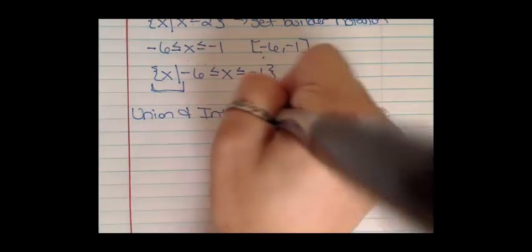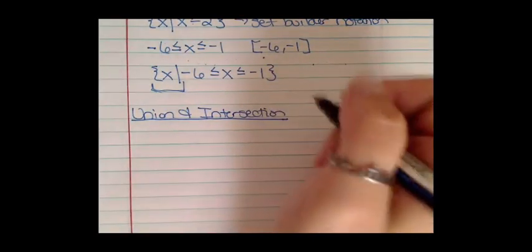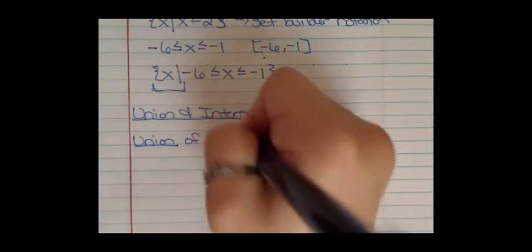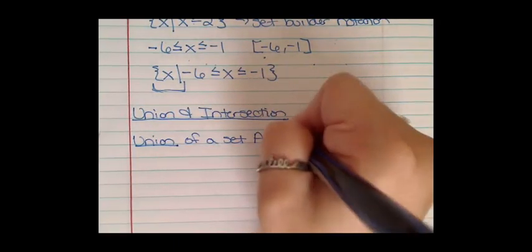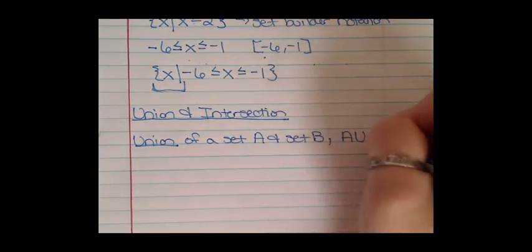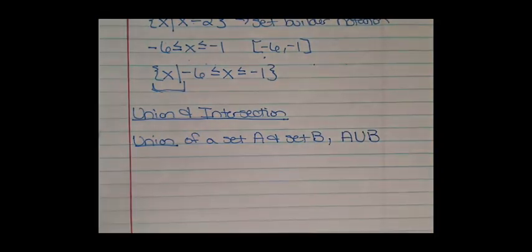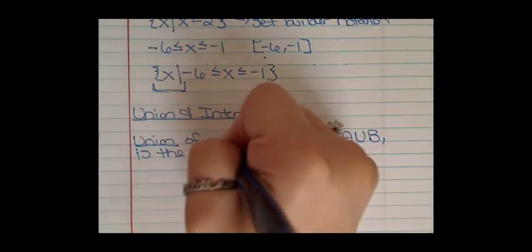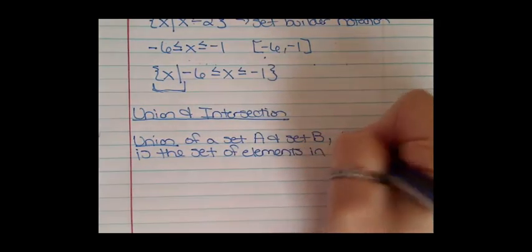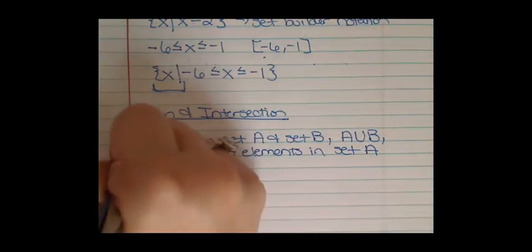So union: the union of a set A and set B, also written A with this U, B, so A union B, is the set of elements in set A or in set B.